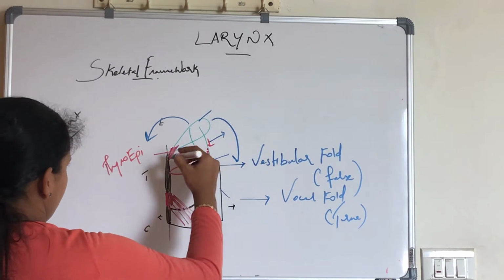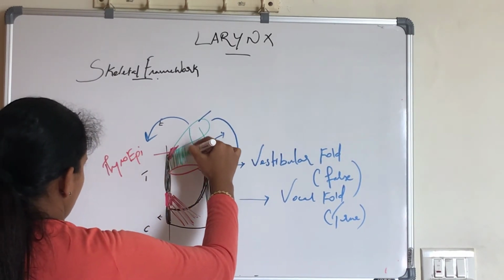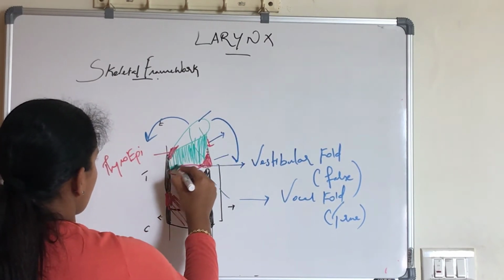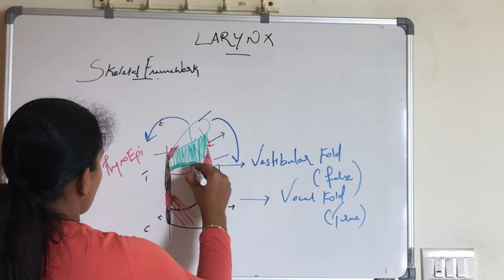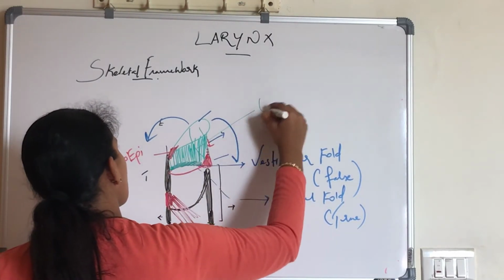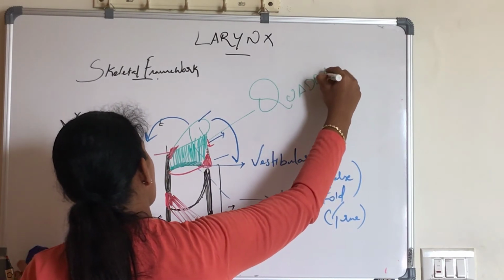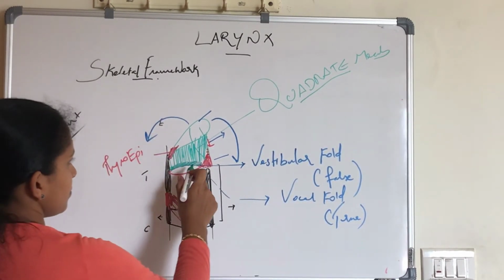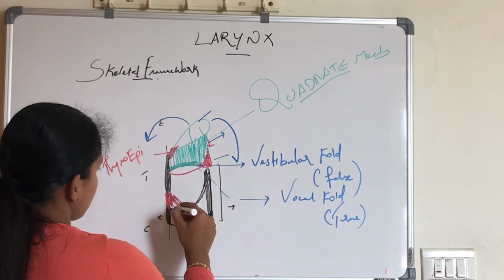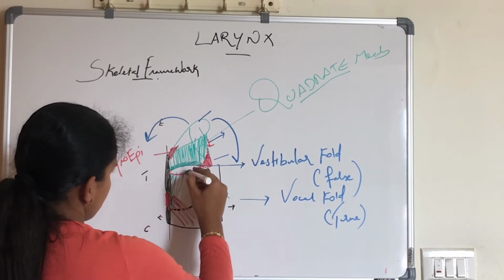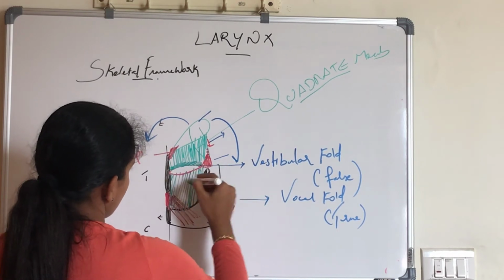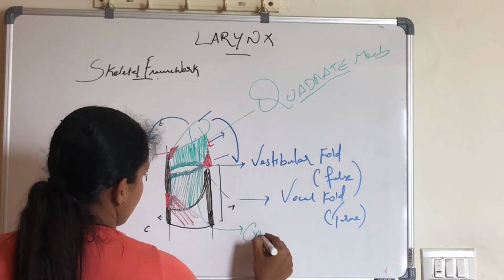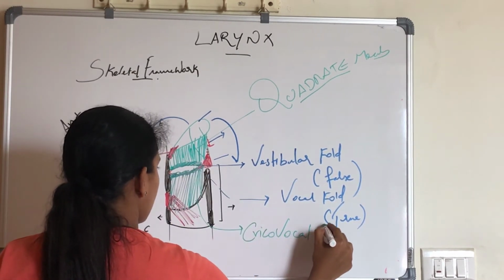How are the vestibular and vocal folds actually formed? You have a membrane extending from the epiglottis to the arytenoid, and the lower border of this membrane thickens to form your vestibular fold. What is this membrane called? Quadrate membrane. So the vestibular fold is nothing but the lower thickening of your quadrate membrane. Similarly, from the cricoid cartilage you have the cricovocal membrane. The upper part of the cricovocal membrane thickens to form your vocal fold. That is called the true vocal cord.